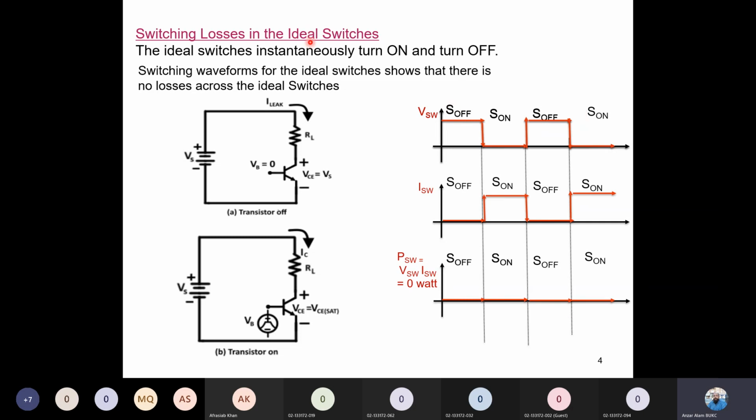Switching losses in the practical switches. First we considered the conduction losses. At that time we did not discuss the switching losses. Now this time we are trying to understand switching losses, but at this time we are ignoring the conduction losses. Why? In practical circuits, the conduction losses will also be there. At the same time, the switching losses will also exist. So it is not possible that if there are switching losses, there will be no conduction losses.